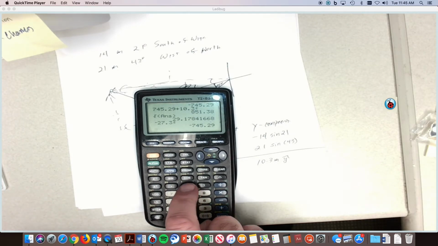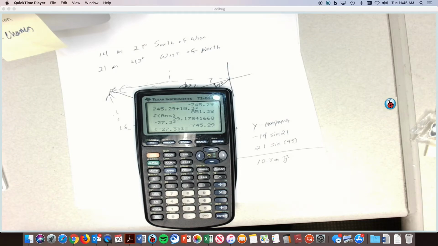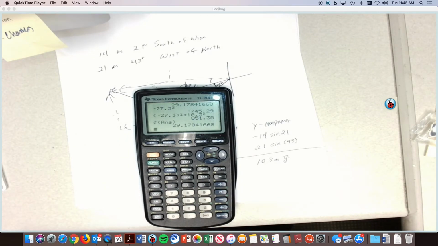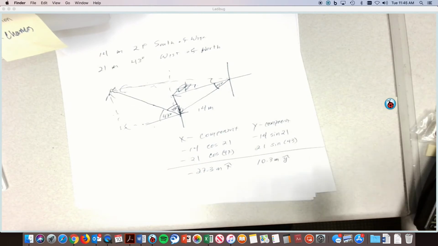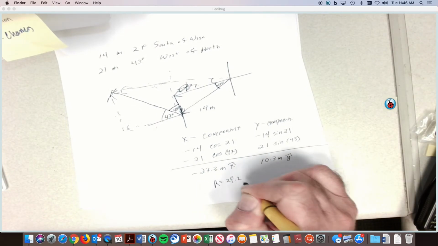So I've got to go parentheses, negative 27.3, close parentheses, squared. So you've got to know your PEMDAS when you're using the calculator. Plus, this one's positive, so I won't worry about it. Squared, boom. Now I'll take the square root of that, and I wind up with 29.2. So the resultant vector is equal to 29.2 meters.